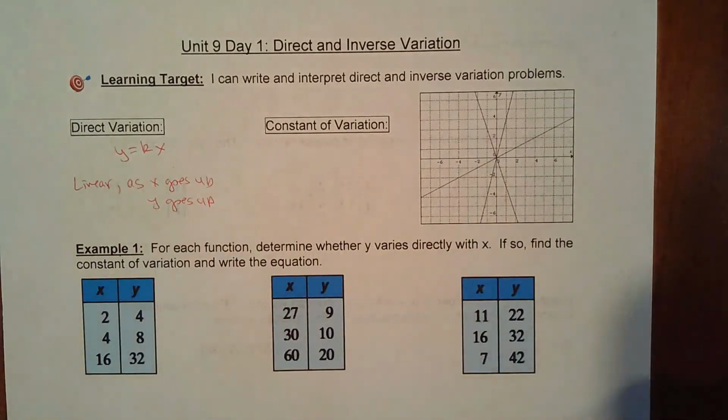A lot of things in real life follow this pattern. If you're buying items from a store, the exact same item, the more items you buy, the higher your cost is going to be. Like I said, we can do a whole bunch of these. The more stones you put into the back of your truck, the more weight that's in it. So as x goes up, y goes up.